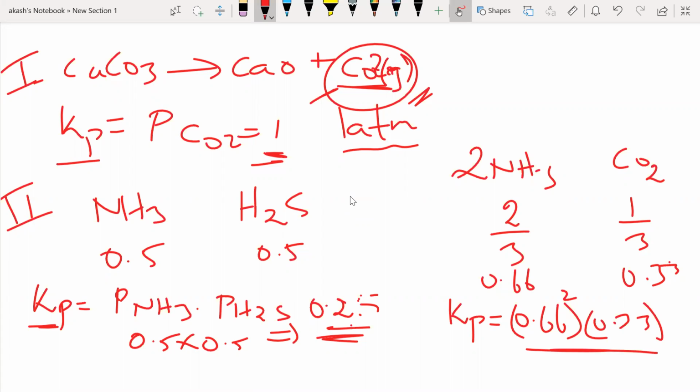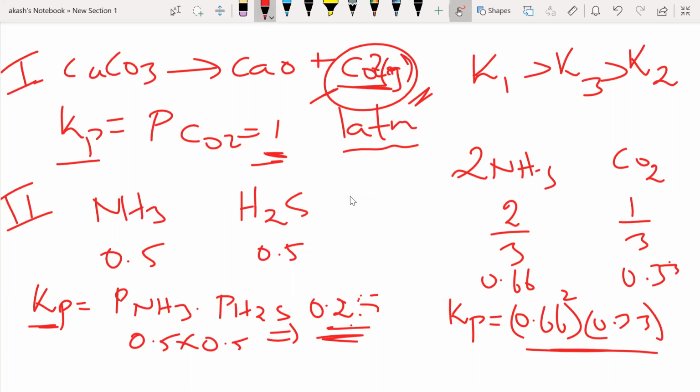So what should have been the correct answer? You see, K1 is greatest, right? No doubt about it. Then comes K3, because you see it's greater than 0.25. So K3, then the least value would be for K2.